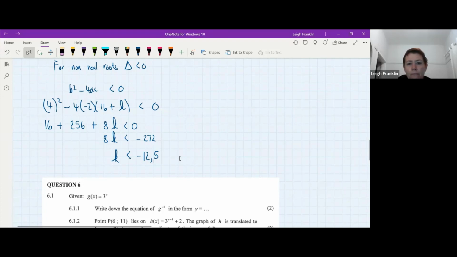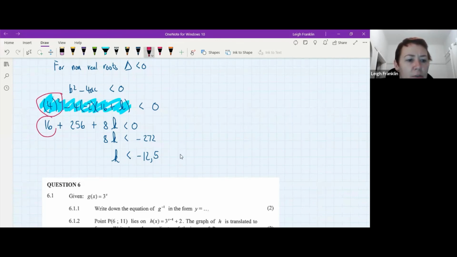Ma'am, I have a question. Sure, go ahead, Leigh. Ma'am, where did we get the 256? I'm confused. I'm lost. That's fine. What I'm doing is this, can you see there? It's this line here that I'm highlighting in blue that I'm working with. There's the first term. Now to get this term over here, I've got to multiply together negative 4 with negative 2 with 16.